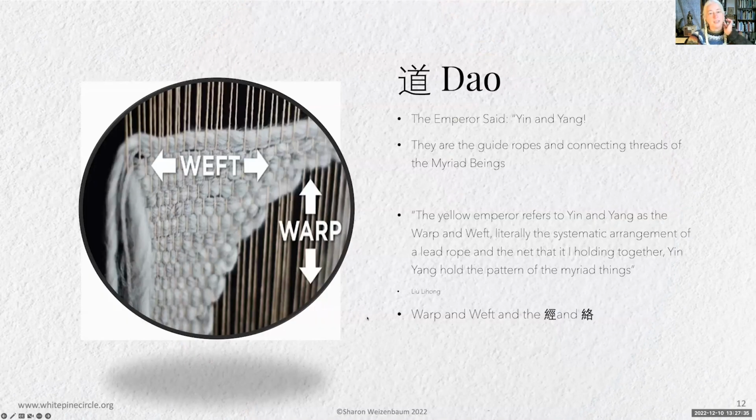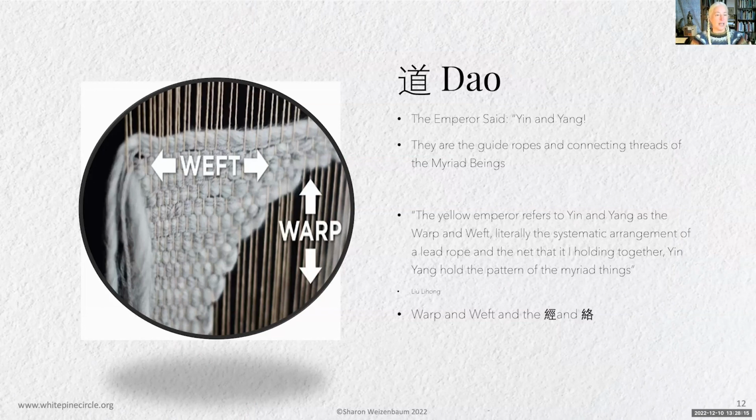Okay, then in that same chapter in Su Wen 5, the emperor said, yin yang, they are the guide ropes and connecting threads of the myriad beings. And then from Liu Lihong, he said the yellow emperor refers to yin yang as the warp and the weft, literally the systematic arrangement of a lead rope and a net that is holding together. Yin yang hold the pattern of the myriad beings. So these vertical lines are Jing, the lateral lines are the Lo or the Mai that we saw also.